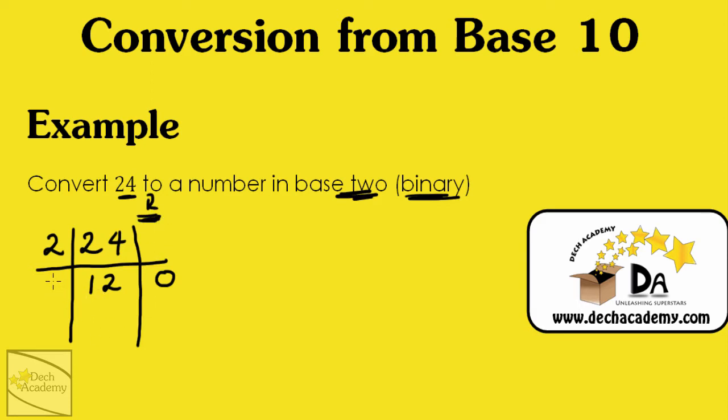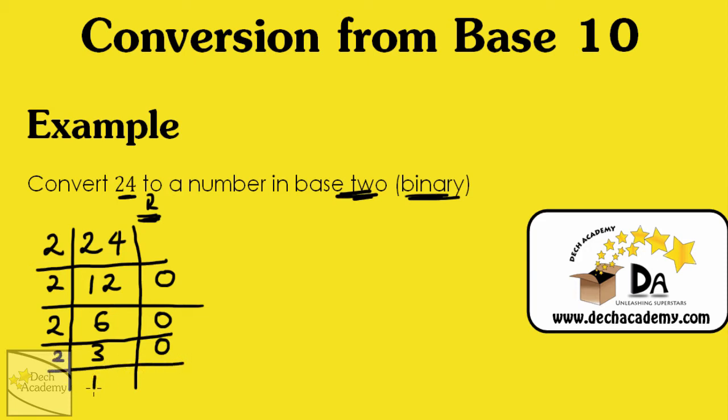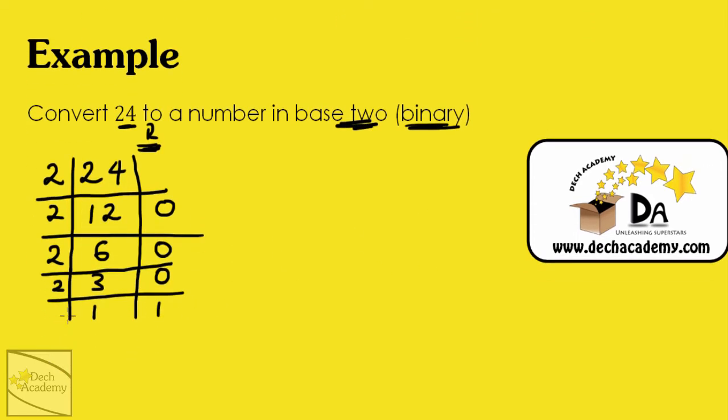Move on to this next number, 12, divided by the same 2. 12 divided by 2 is 6. What's the remainder? 0. Then again, 6 divided by 2, you get 3. What's the remainder? 0. Now 3 divided by 2, well, that's 1, remainder 1. So we continue. What about 1 divided by 2? Well, that's 0, remainder 1.